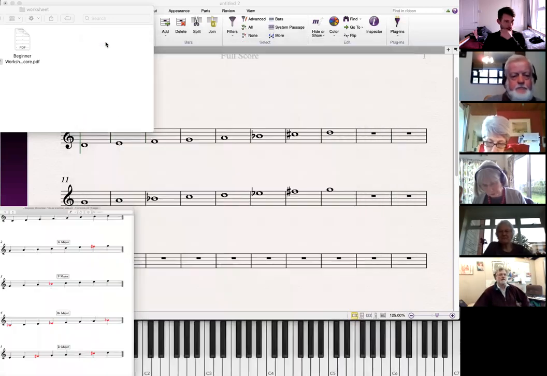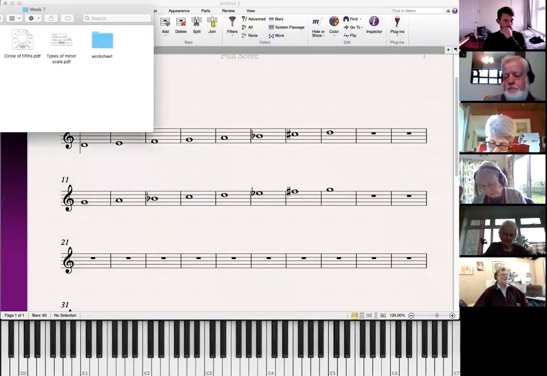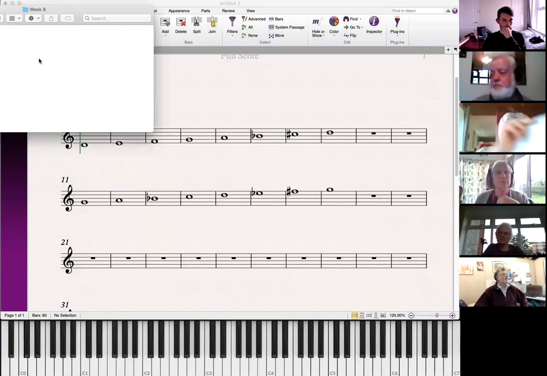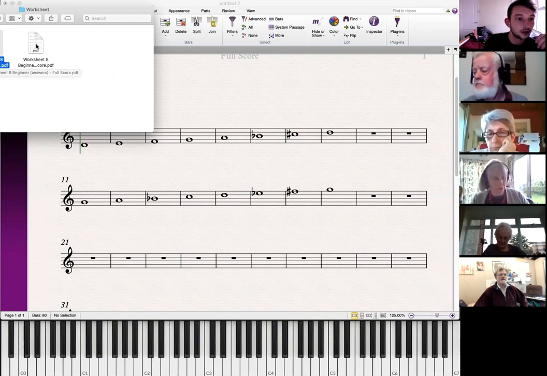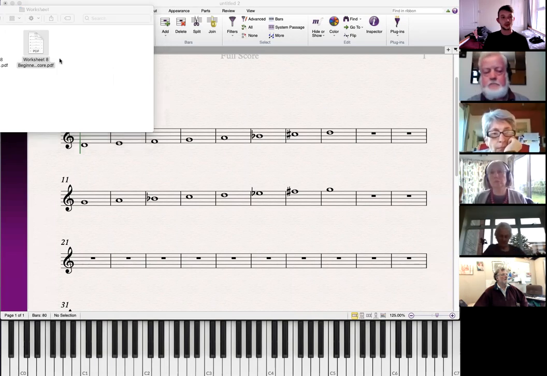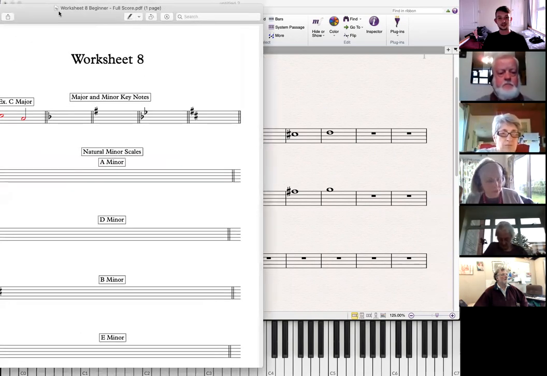Now, the next one is to do with, where are we? There we are, okay. I have to check which one's the answers. Oh no, right, that's the, okay. This is this week's worksheet.